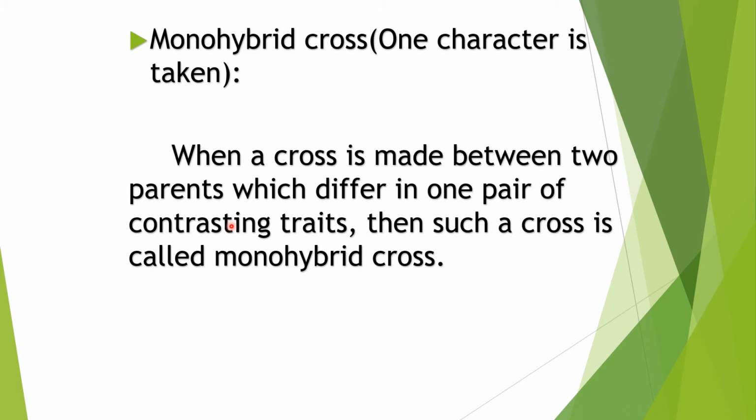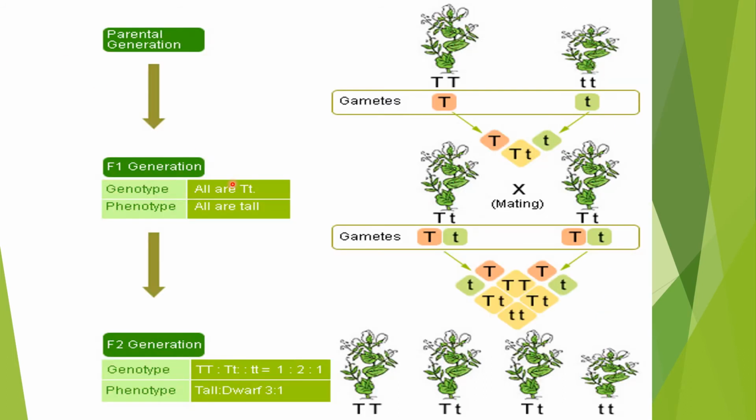So what are the contrasting traits over here? Tallness and dwarfness, or tallness and shortness. And what is the character we are talking about? We are talking about height. So when a cross is made between 2 parents which differ in one pair of contrasting traits, then such a cross is called monohybrid cross. This slide explains the definition of monohybrid cross.